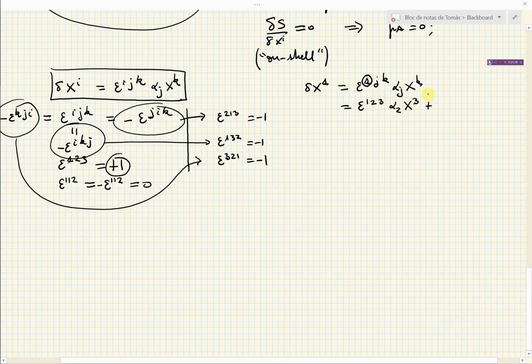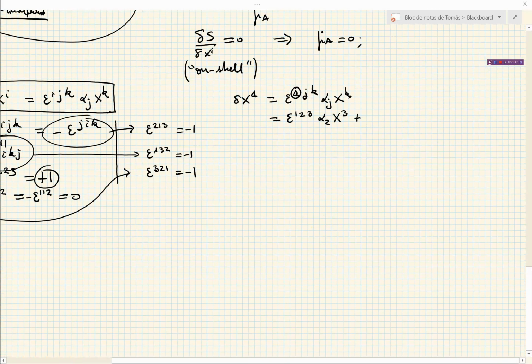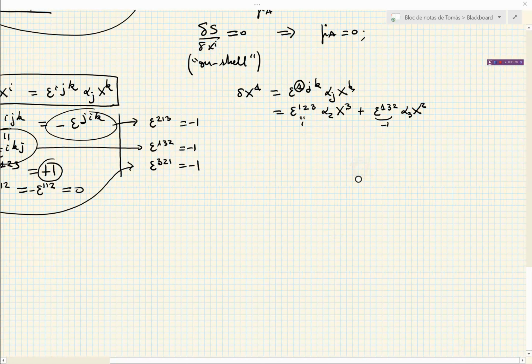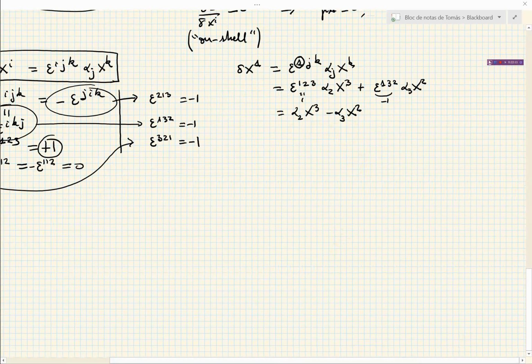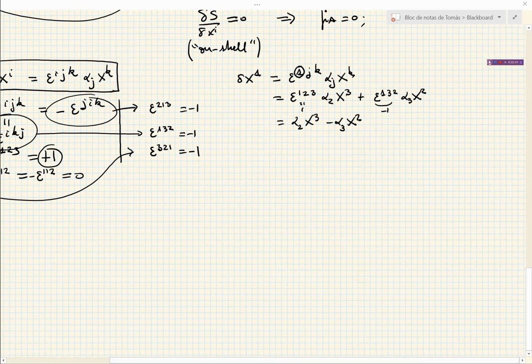Plus, because this is always a sum, according to the Einstein summation convention, the other possibility is that you get 3 and 2, and this is epsilon 1, 3, 2, alpha 3, x2. Now this is 1, and this is minus 1. So you get alpha 2, x3 minus alpha 3, x2. Okay, you can check that you can do the same for all the coordinates.